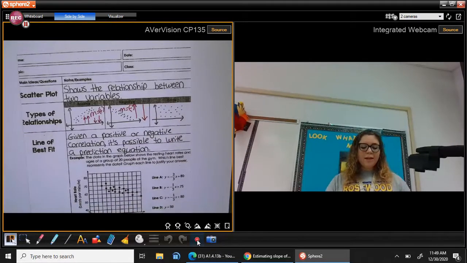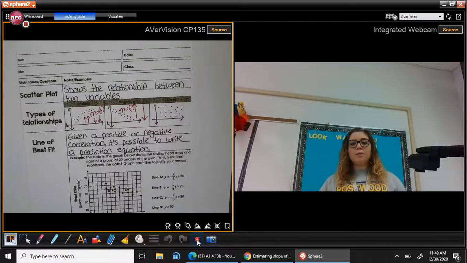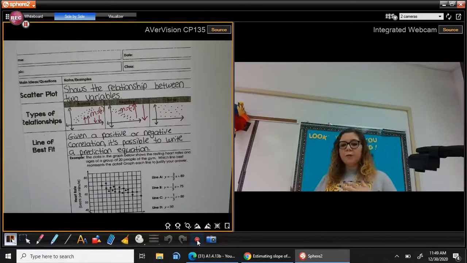So a line of best fit, given a positive or negative correlation, it is possible to write a prediction equation. And this prediction equation is what it is. It's a prediction. It's not 100% accurate, but it says if the trend of dots keeps going like it is, I can then make predictions in the future. And we're going to get more into that tomorrow.